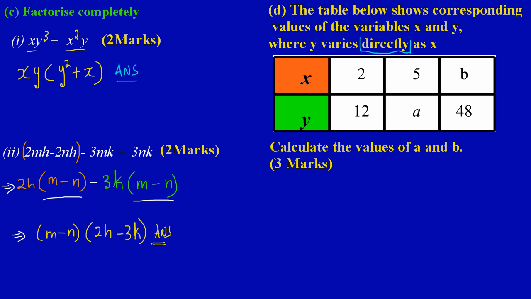Now here's the table: when x is 2, y is 12; when x is 5, y is a; and when x is b, y is 12. Now they're asking us to calculate the values of a and b, and this is another 3 marks, easy 3 marks. So let's look at it.